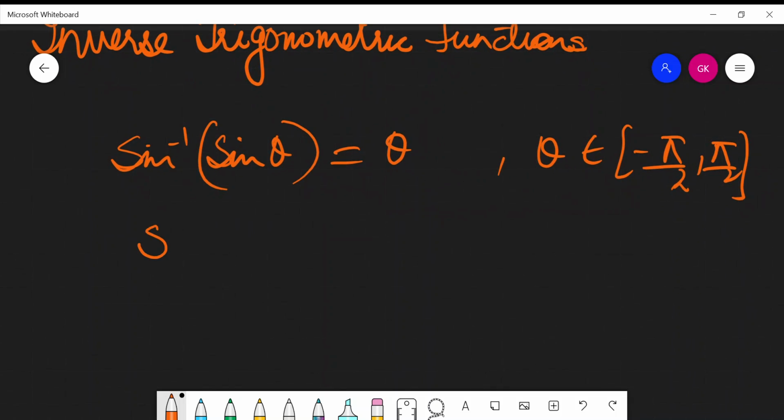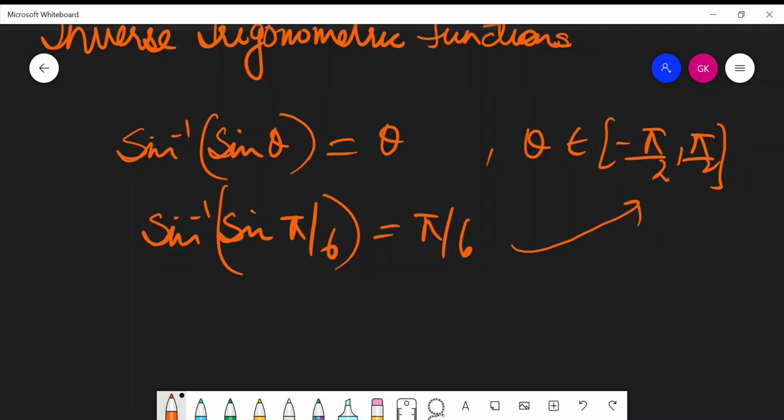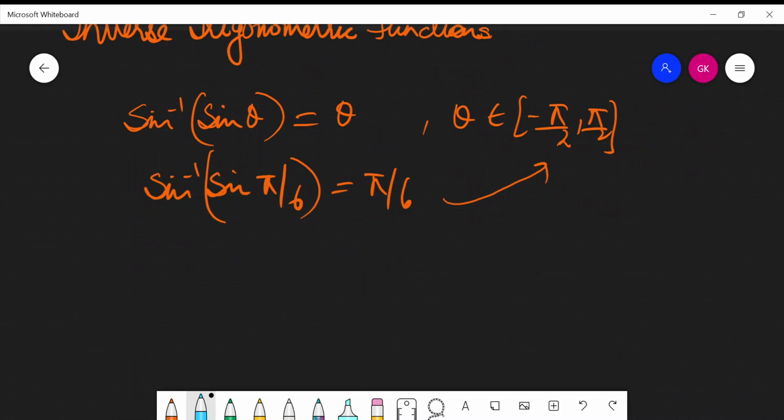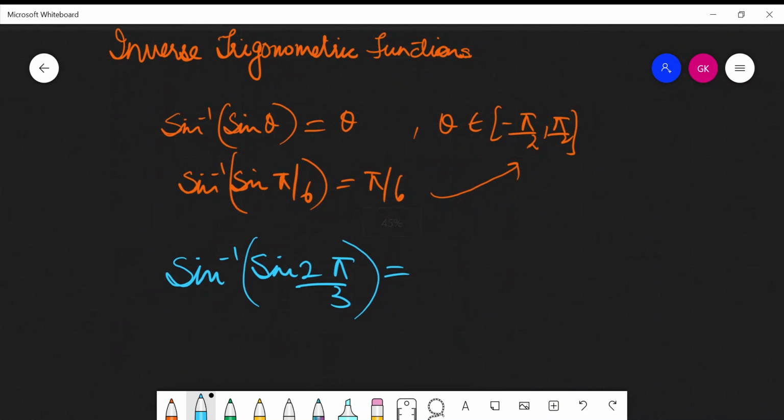Now if this is sine inverse of sine pi by 6, the value will be pi by 6. Over here, the angle will be pi by 6, the reason being pi by 6 lies in that range. But if I give you the question sine inverse of sine 2 pi by 3, will it be equal to 2 pi by 3? Can we get it as 2 pi by 3? No, we cannot write it as 2 pi by 3. Reason: this 2 pi by 3 is actually 120 degrees, which does not lie in this range.